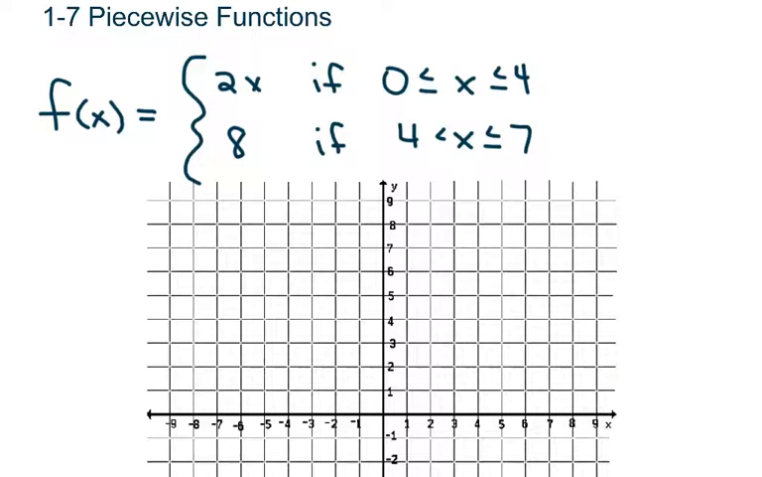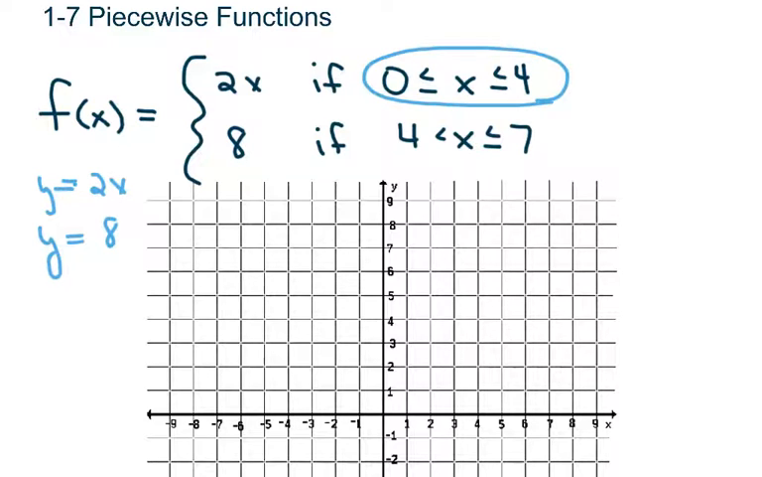There's another type we're going to talk about in a minute, but for right now, this is a type of piecewise function. There are actually two equations, and the two equations are y equals 2x and y equals 8. It's just that each of those equations, when we graph it, we're going to graph it for only a set number of x values. That's your domain. So let's start with the first equation, y equals 2x.